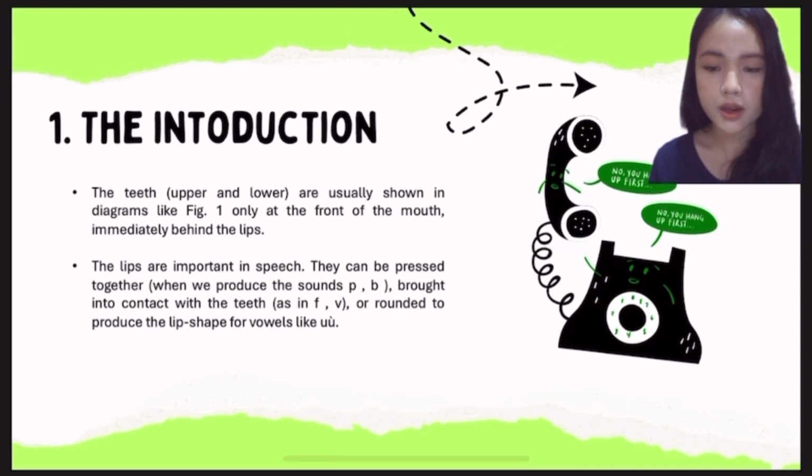The lips are important in speech. They can be pressed together when producing the sounds P and B, brought into contact with the teeth as in F and V, or rounded to produce the lip shapes for vowels like oo.